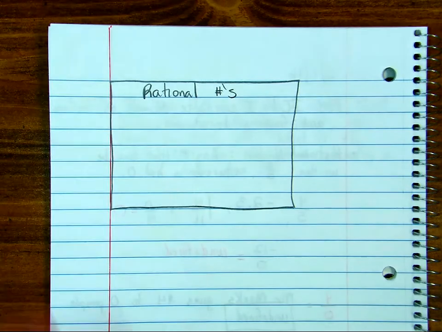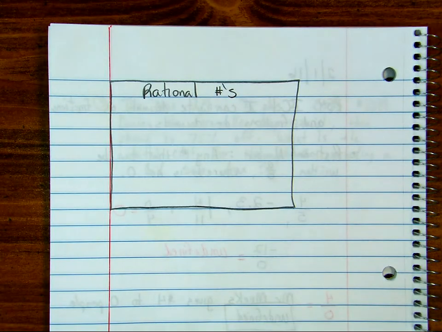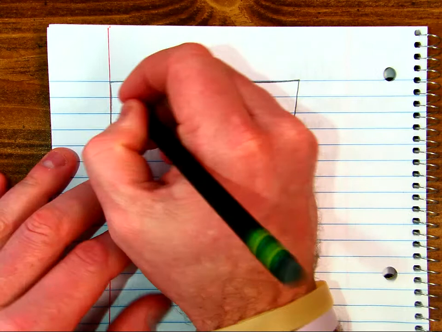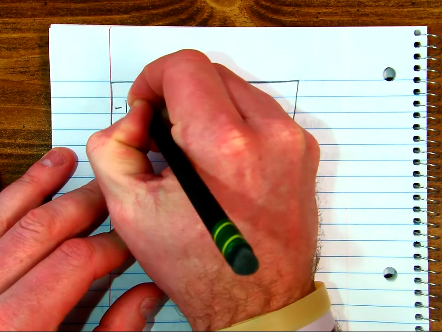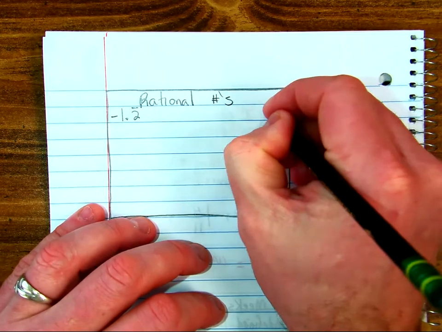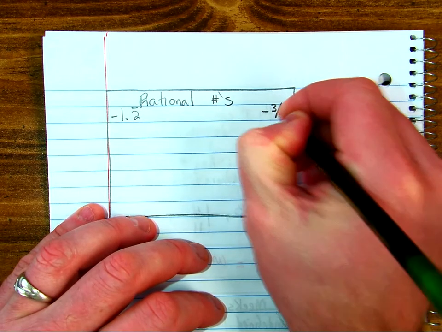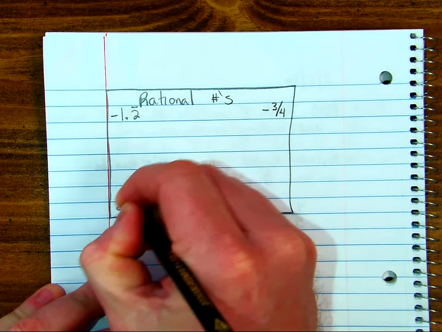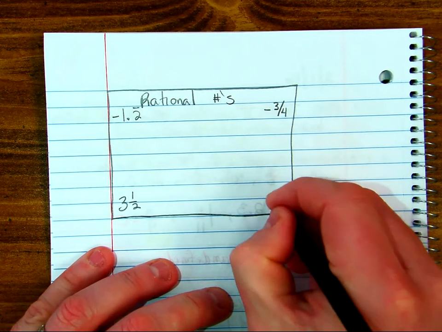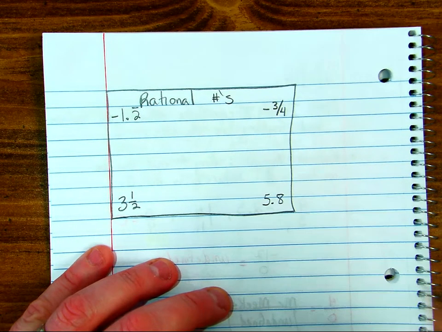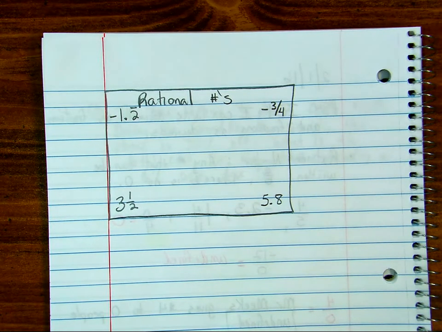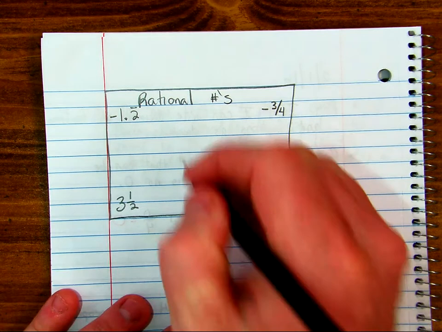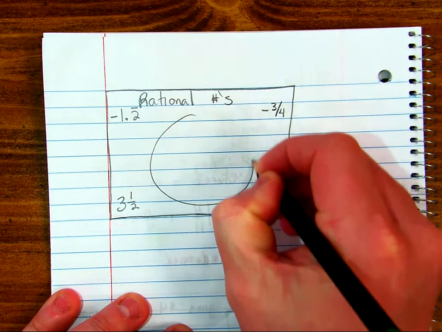So let's go with rational numbers. A rational number would be negative 1.2 that repeats, negative 3/4, 3.5, 5.8. Those are all rational numbers. Underneath the rational number umbrella, we have what are called integers.